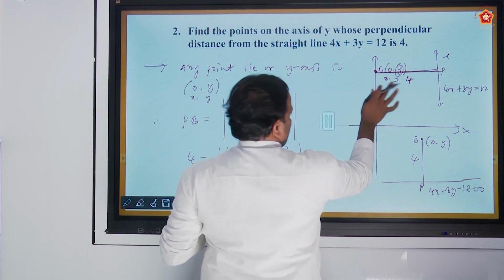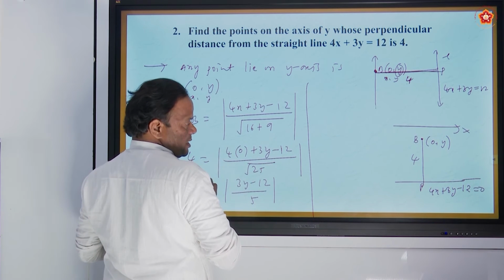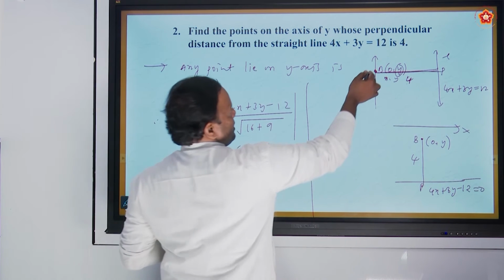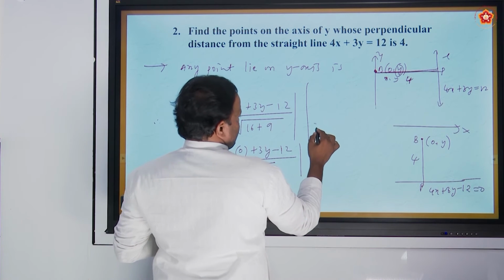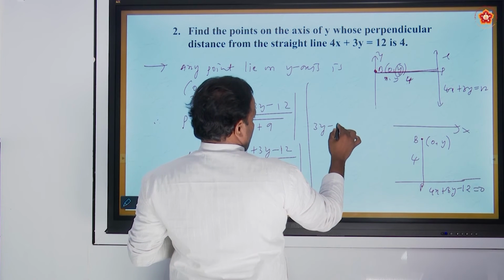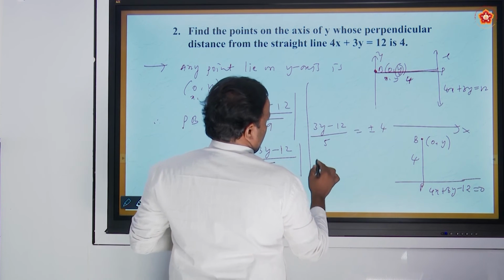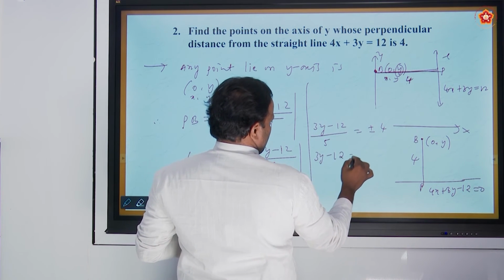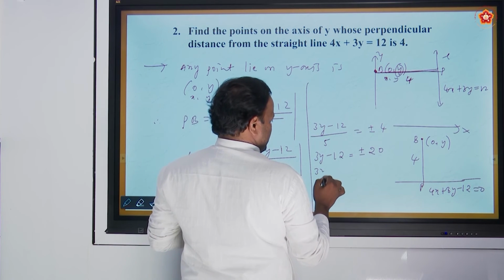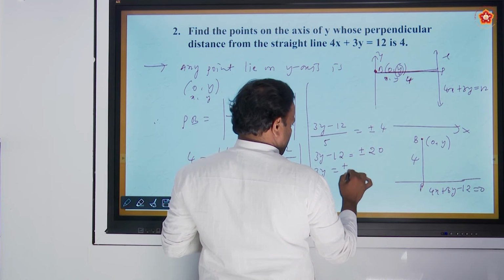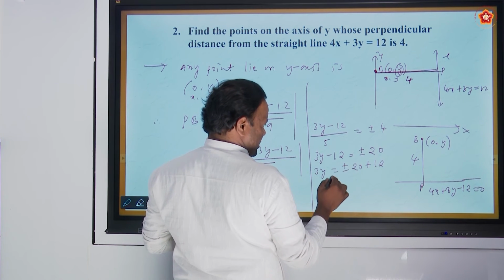Observe here, if you have to remove the mod, this becomes plus or minus 4. Y may be negative or positive. Y may be in the positive direction of the y-axis or the negative direction. Therefore, when you remove the mod, (3y - 12) divided by 5 equals plus or minus 4. So 3y - 12 equals plus or minus 20, since 5 fours are 20. Take 12 to the other side: 3y equals plus or minus 20 plus 12. One time plus 20, another time minus 20.